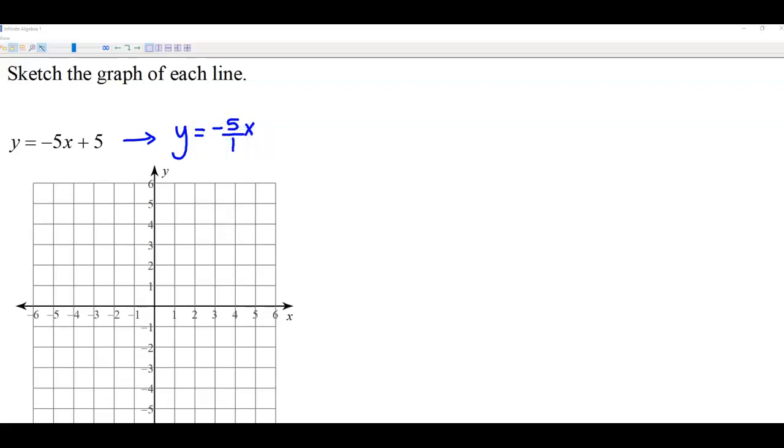So we have 5 over 1. That is a good way to think of that slope. So I'm going to start at my y-intercept of 5. From there, since I've got a negative rise, I'm going to go down 5. And then I'm also going to go right 1. So down 5, right 1 puts me there. Down 5, right 1. Okay? And then we're good to connect our dots, and we've got our answer there.